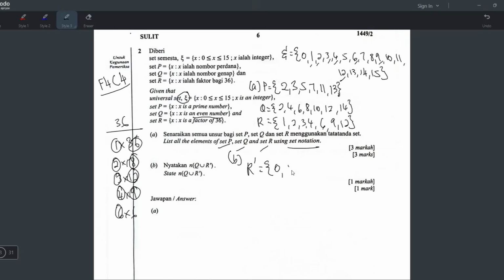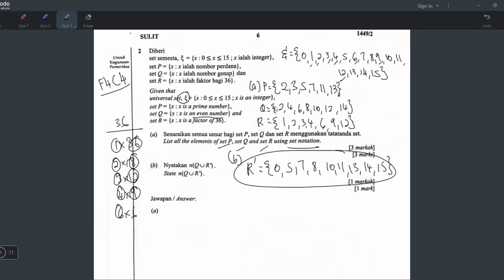So 5, yes. 6, no, because 6 is R. And then 7, 8. And then 9, no, because 9 is R. And then 10, 11. 12, no, because 12 is R. And then 13, 14, 15. So this is all the elements for R complement. And after you have that, now you can check this with the Q.